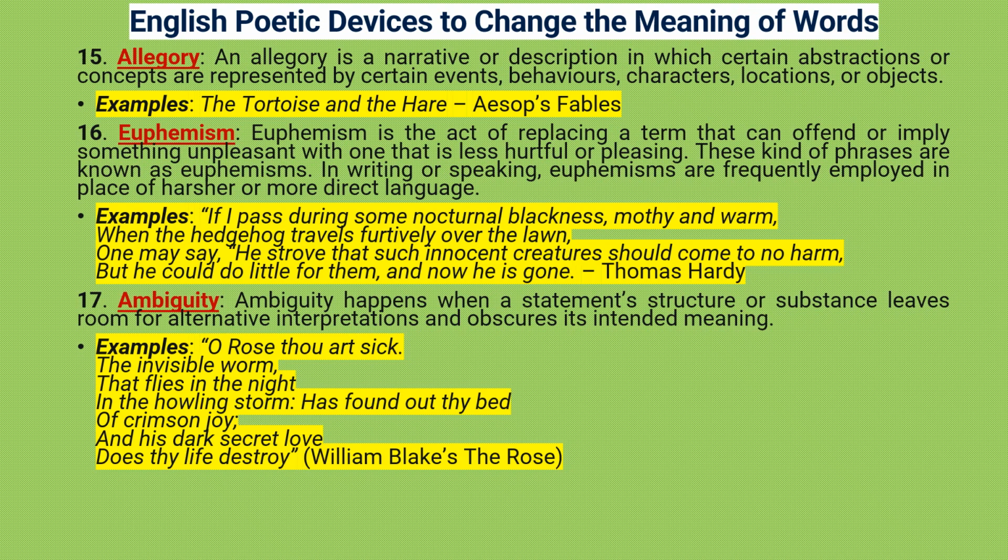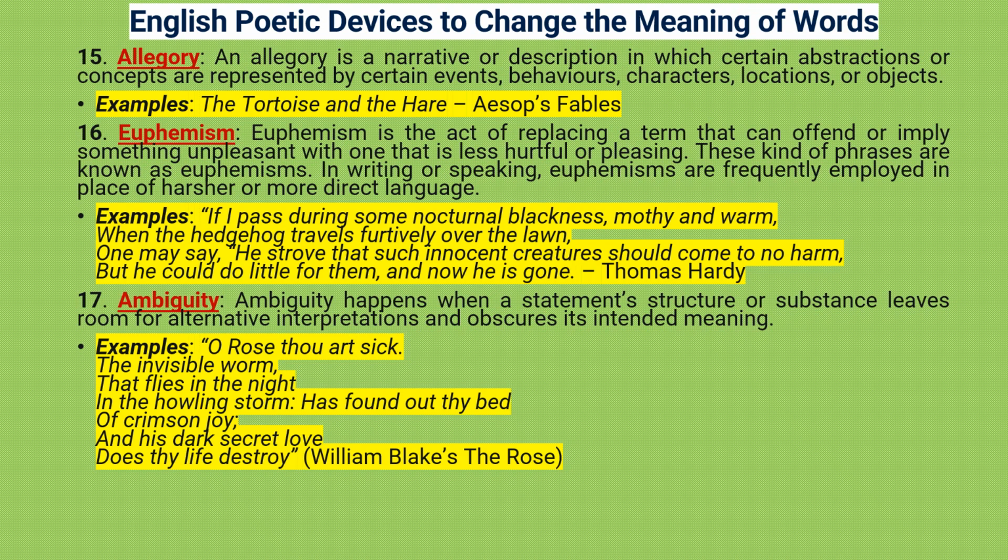The next one is euphemism. It is the act of replacing a term that can offend or imply something unpleasant with one that is less hurtful or more pleasing. These kinds of phrases are known as euphemisms. In writing or speaking, euphemisms are frequently employed in place of harsher or more direct language. The best example over here I can give is death. Death is very harsh, so to represent death, we can use the words eternal sleep. If I use the words eternal sleep, it also refers to death. Just to make things clear.